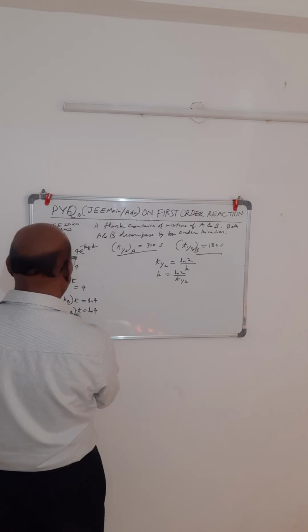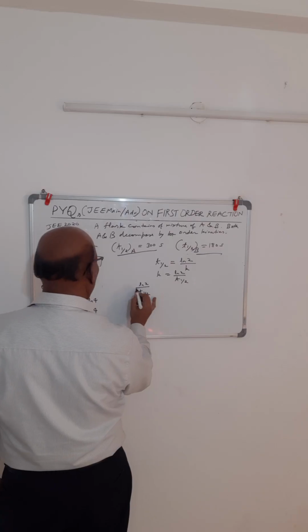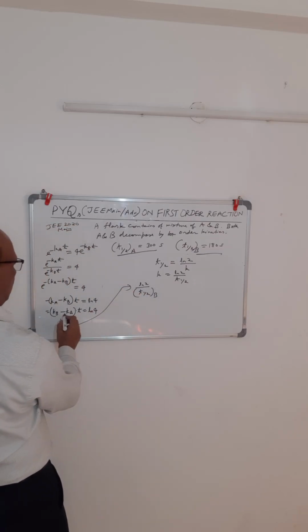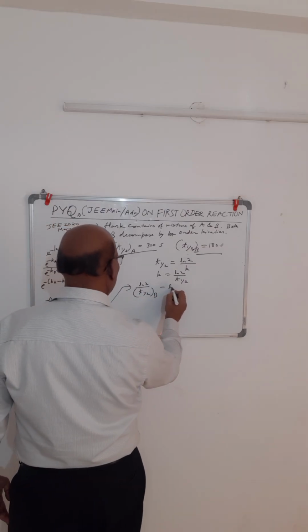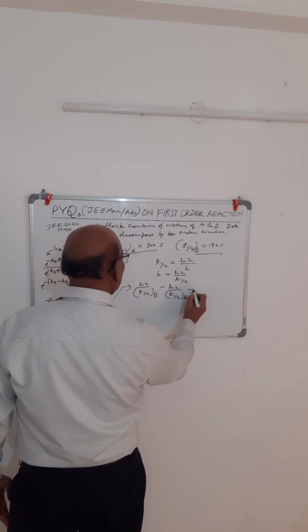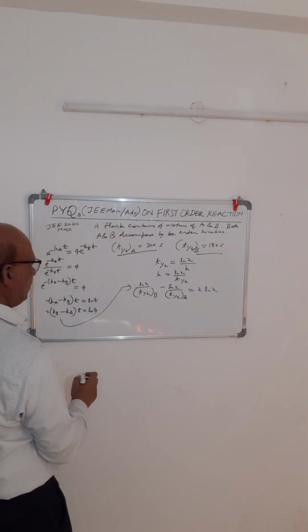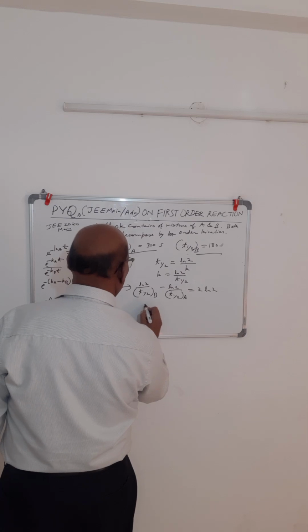So instead of Kb, I can write that ln2 upon T half of B. For this equation, Kb is nothing but ln2 upon T half for B, minus Ka, which is nothing but ln2 upon T half for A, is equal to 2 ln2. ln4 is nothing but 2 ln2. Now ln2 will get cancelled out from both sides. So what we will get?